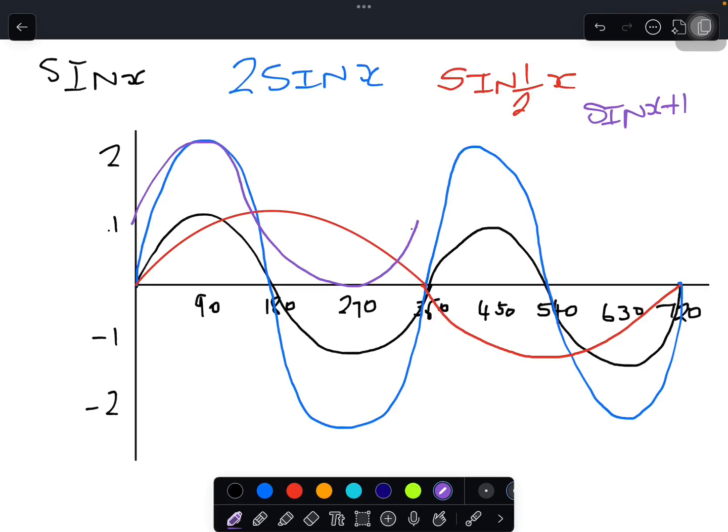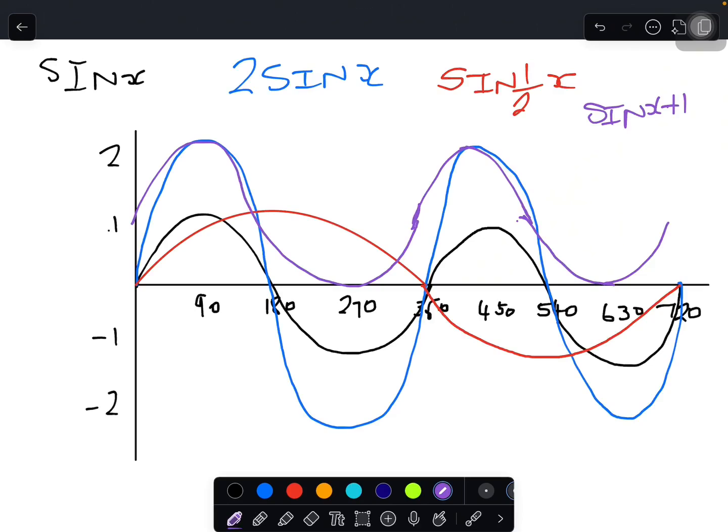We're going to go all the way up to this 2 point. We're going to come down to here, and go all the way up to this point. We're going to be here at 540. We're going to touch at 630. And we're going to meet at 720. You can go and check this on your calculator, and you'll see what I'm saying.